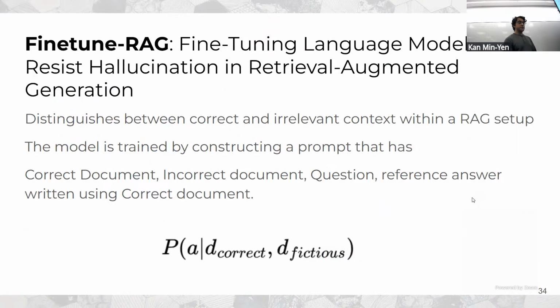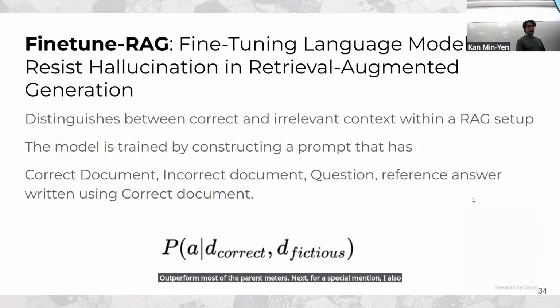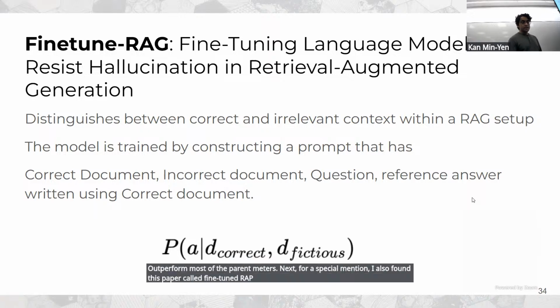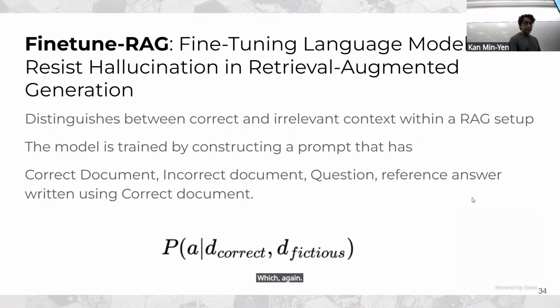Next, for special mention, I also found this paper called Fine-Tune RAG, which again tries to train the model by giving one document which was correct and one document which was fictitious, which had false information in it. They conditioned the model to basically ignore the conditional probability of the model given the false document and only prioritize the correct document.